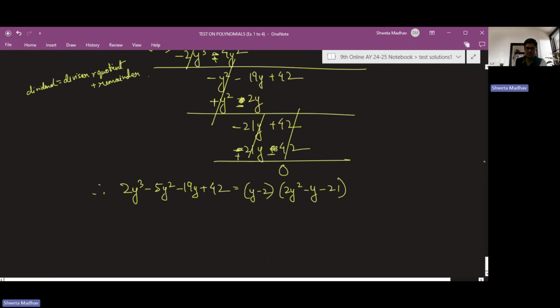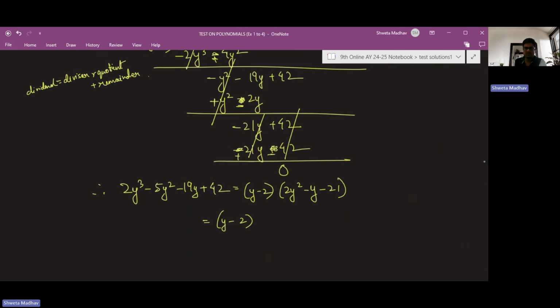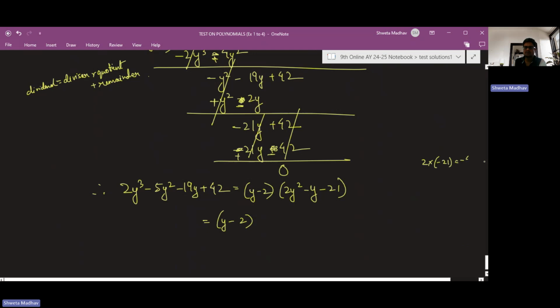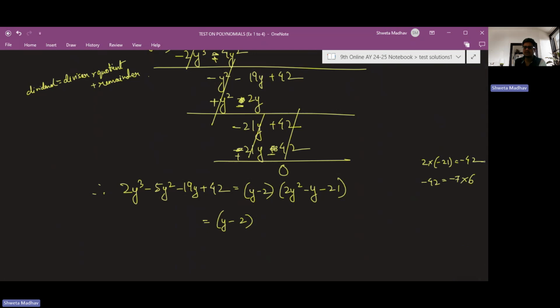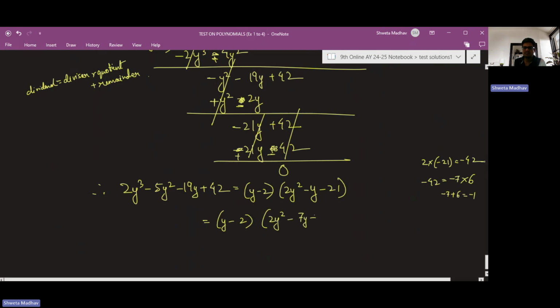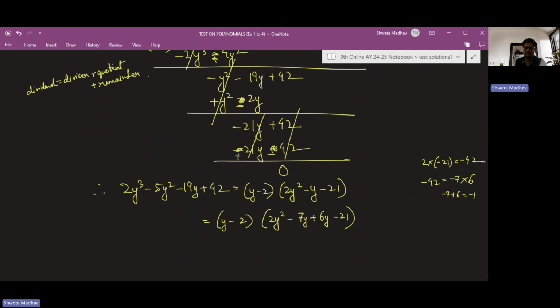So this will be equal to y minus 2 into, now if we factorize it, then 2 into minus 21, that is minus 42. Now minus 42 can be written as minus 7 into 6, since minus 7 plus 6 gives minus 1, which is the coefficient of the middle term. So we have to split the middle term into minus 7y and plus 6y. So this will be into 2y square minus 7y plus 6y minus 21.